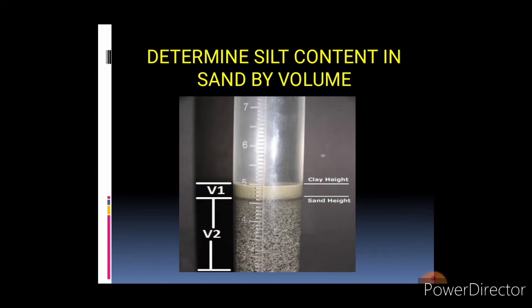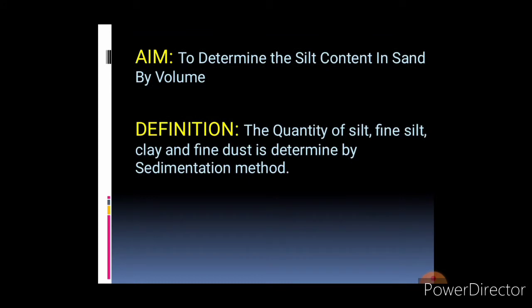Next, the aim is to determine the silt content in sand by volume. The quantity of silt, fine silt, clay and fine dust is determined by the sedimentation method. This test is carried out to determine the amount of silt, clay or other fine dust that may be present in a sand sample. The presence of such material in sand used in concrete will reduce the strength of the hardened concrete.